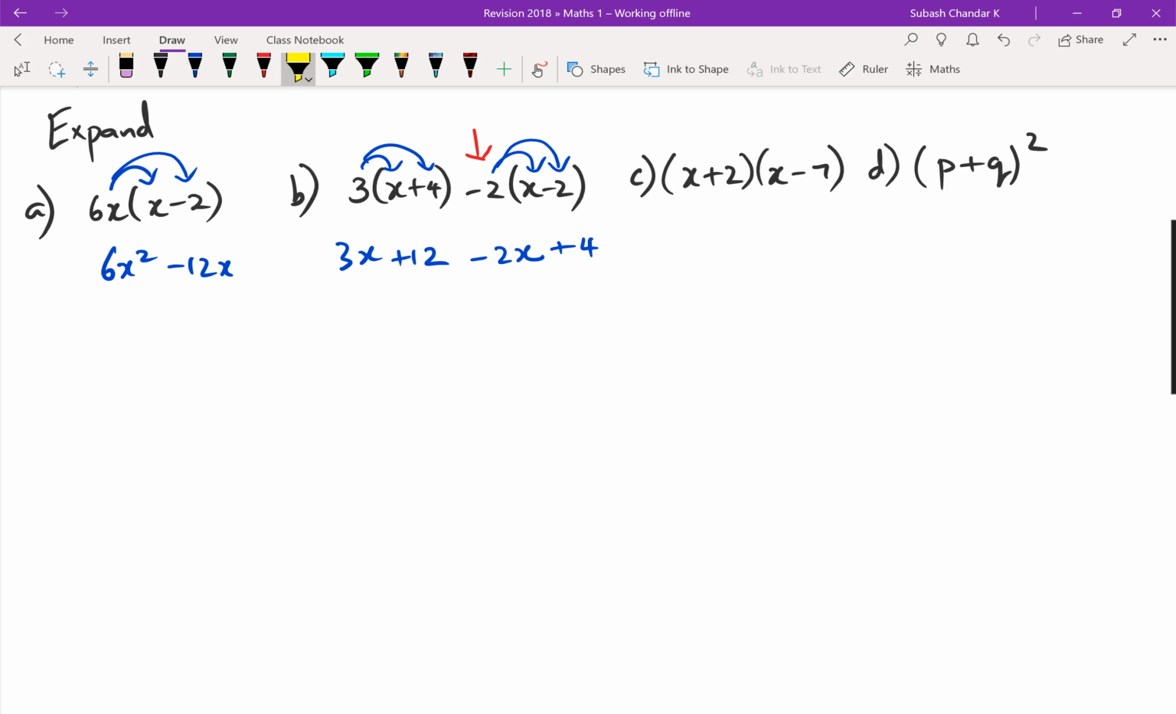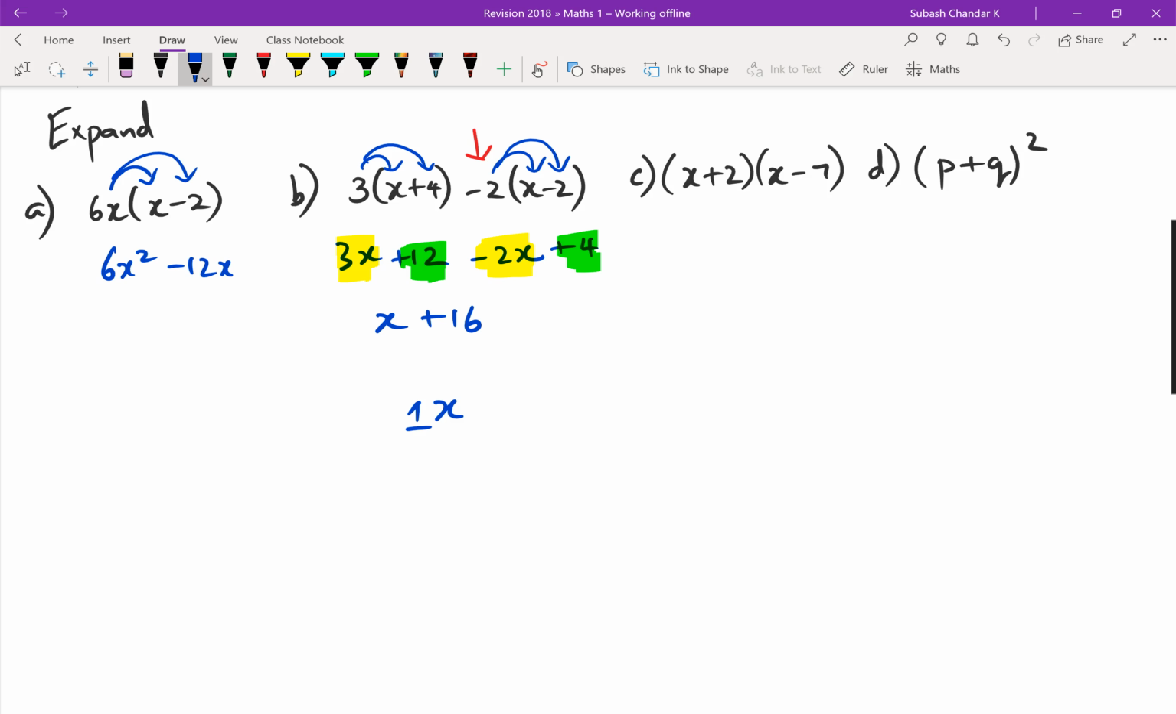Once you get that, you've got to add your like terms. So in this case, 3x and minus 2x are like terms, and 12 and 4 are numbers, so they're like terms by themselves. So we've got 3x minus 2x, which is 1x, and then 12 plus 4 is 16. Now some people have asked me, would I be correct if I write it as 1x? You're absolutely correct. There's nothing wrong with it. But in maths, generally speaking, if you write x, that means it's 1x. All right? So you don't have to write 1x as is. So that's what that is.